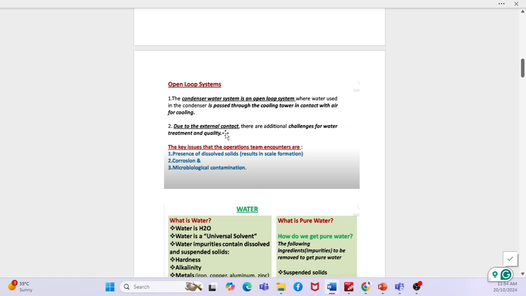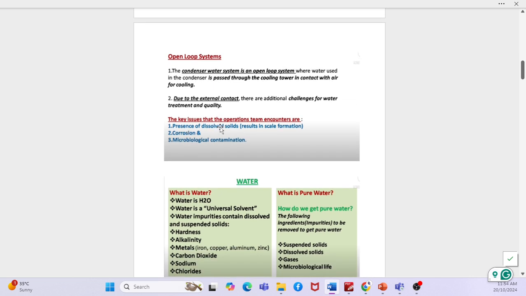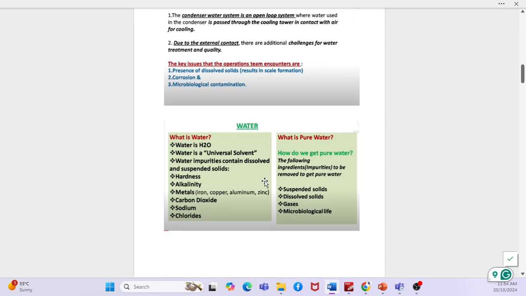Due to the external contact, there are additional challenges of water treatment and quality. The key issues that the operation team encounters are the presence of dissolved solids, which result in scale formation, corrosion, and microbiological contamination. These three properties we have to keep an eye on, so we have to keep monitoring these three properties.